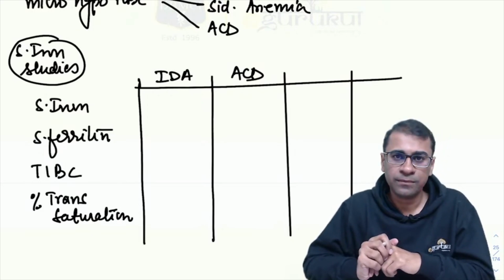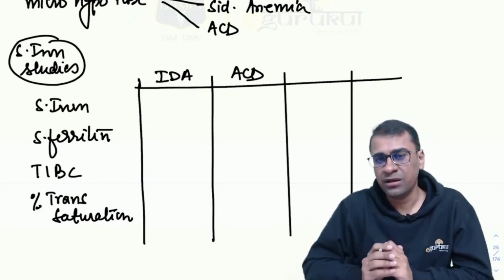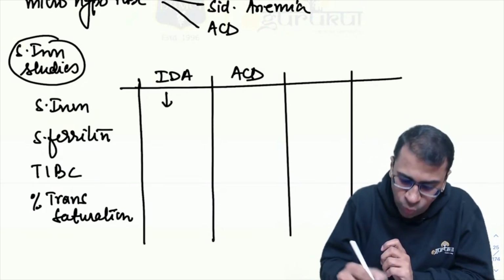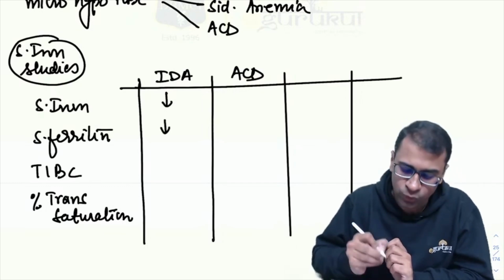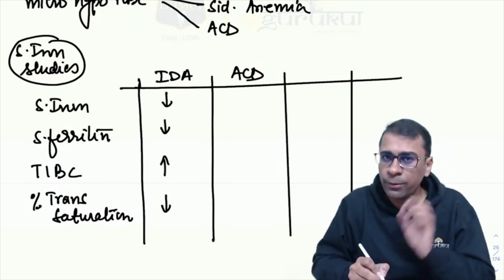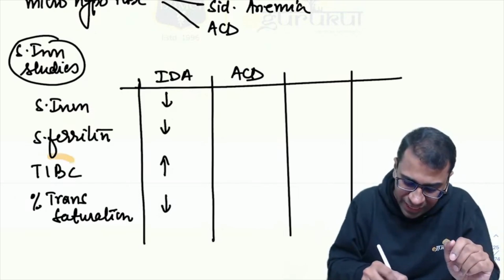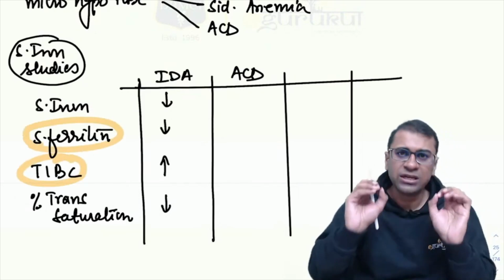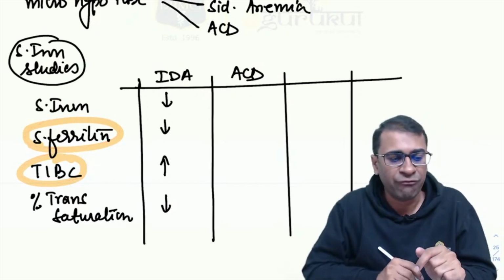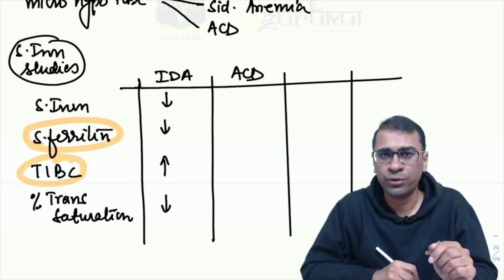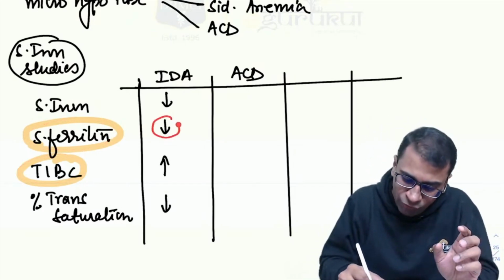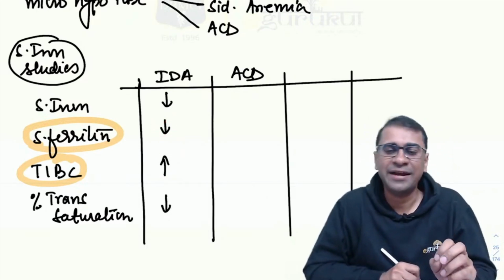Okay, look, in iron deficiency anemia, the patient has what? He has low iron. Ferritin is low. TIBC is high and ferritin is low. Remember one thing: the moment you get a case of TIBC and ferritin, they are always opposite. So when you get low ferritin, you get high TIBC.